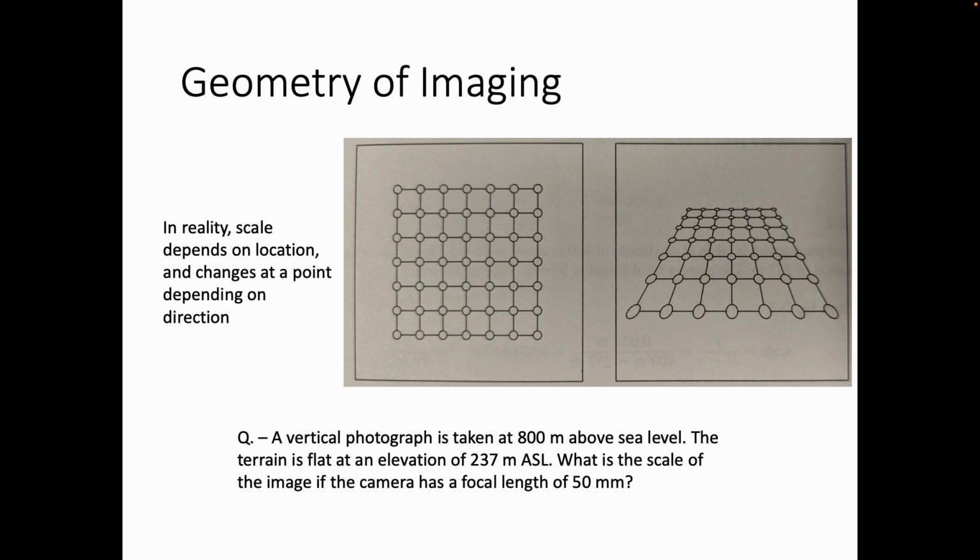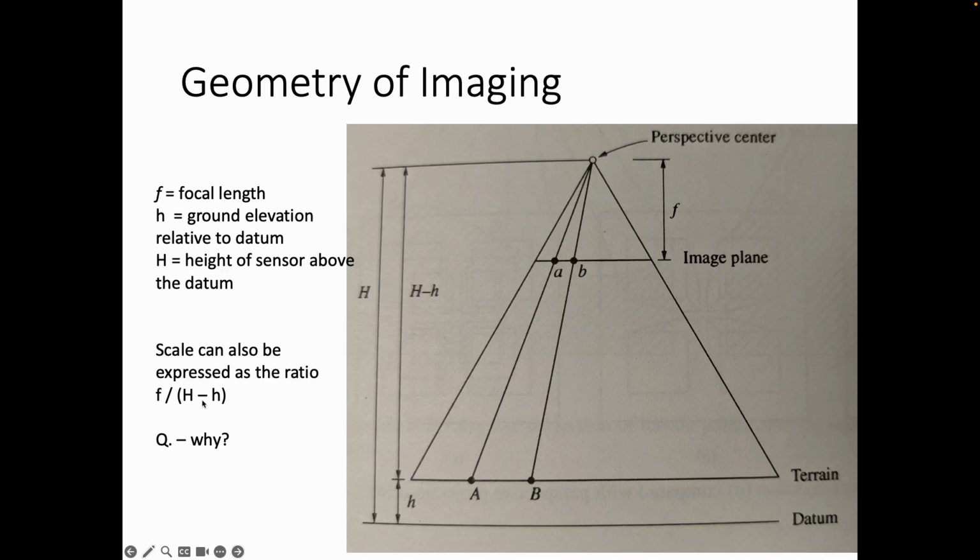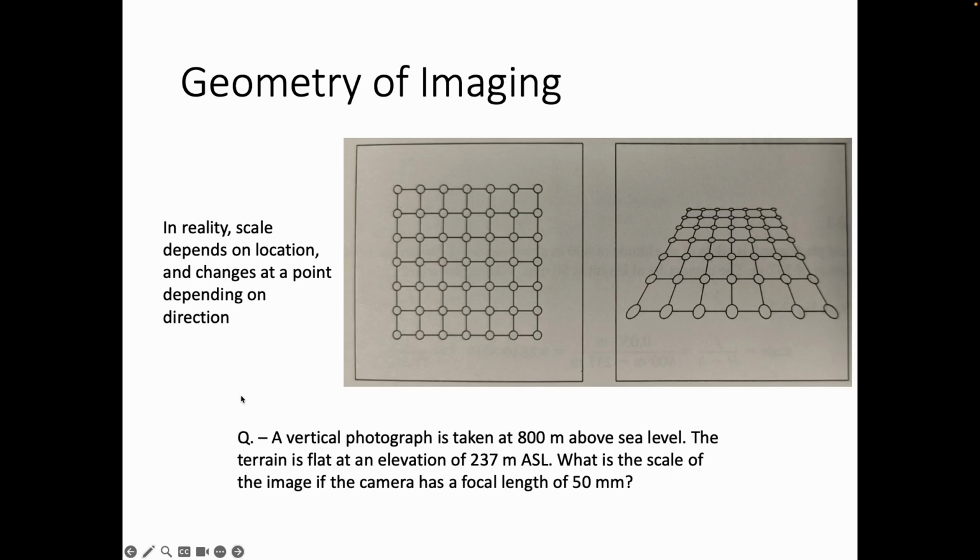So we can go back to our equation here. Here's our focal length, here's our height above the ground. We can just take that ratio and get the scale of the image. So we've got our focal length of 0.05 meters, that's 50 millimeters. And then our elevation is 800 meters above sea level, and we're going to subtract out the elevation of the ground. And so the ground is at 237. 800 minus 237 is 563 meters. That's the height that our camera is above the ground.